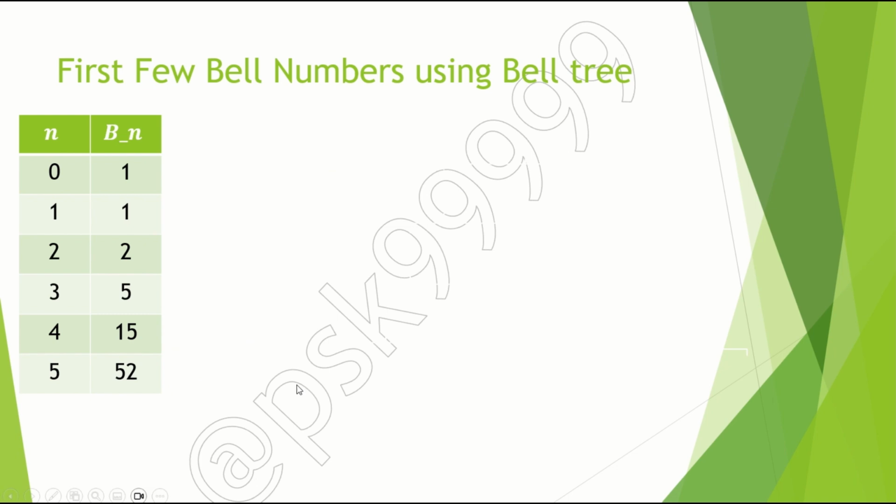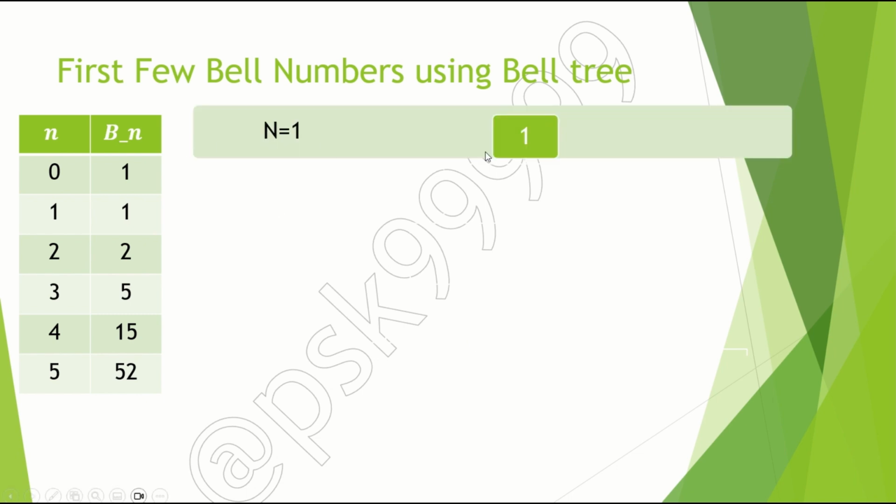This is the table, if you want to remember instead of solving this every time. For n equal to 0, B0 is 1, B1 is 1, B2 is 2, B3 is 5, B4 is 15, B5 is 52. So you can just use that recurrence relation and find out the values. Otherwise, there is a Bell tree actually, which is very easy to remember. And this is the trick for your JEE Mains or Advanced, if such a question comes in.